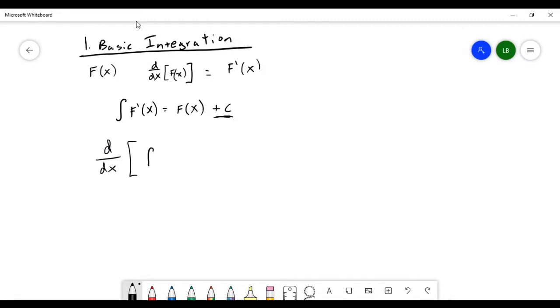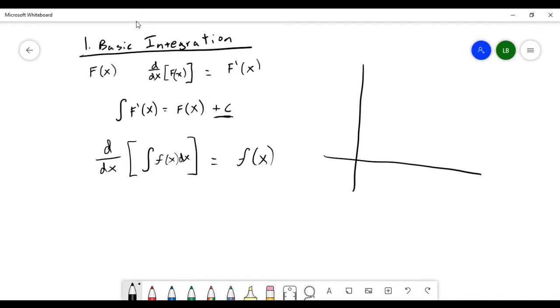The derivative of the integral of some function, we can say that's just equal to the function itself. As far as what the integral means geometrically, I'd like to talk a bit more about the derivative. If we have some function and it looks like this, then the derivative gives us the slope at a certain point. And that's what the derivative means geometrically.